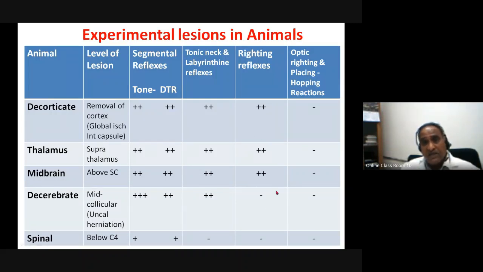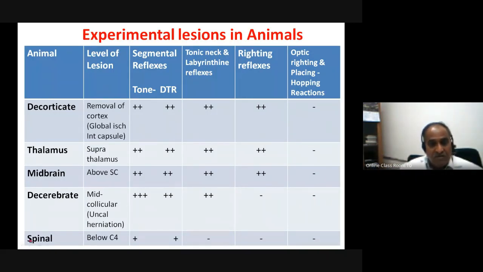because they are not suppressed by the midbrain inhibitory activity and the cortical suppressor activity. However, the righting reflexes are absent because the midbrain is not connected. Righting reflexes are absent, and the optic righting reflexes, placing reactions, hopping reactions, the emotional responses, locomotor activity, everything is absent in the decerebrate animal. They cannot right themselves, but they can be held in position, just placing.